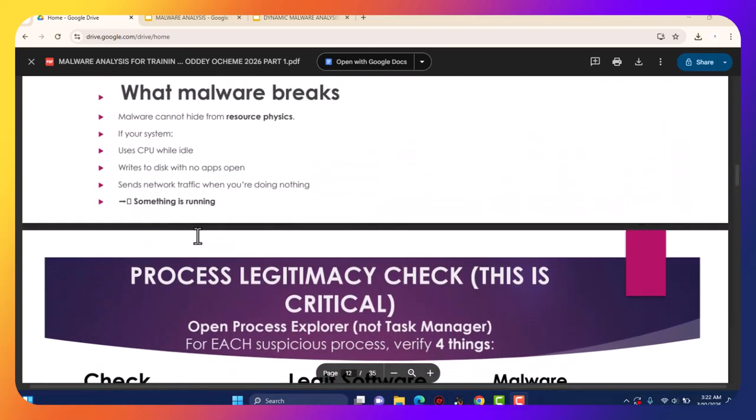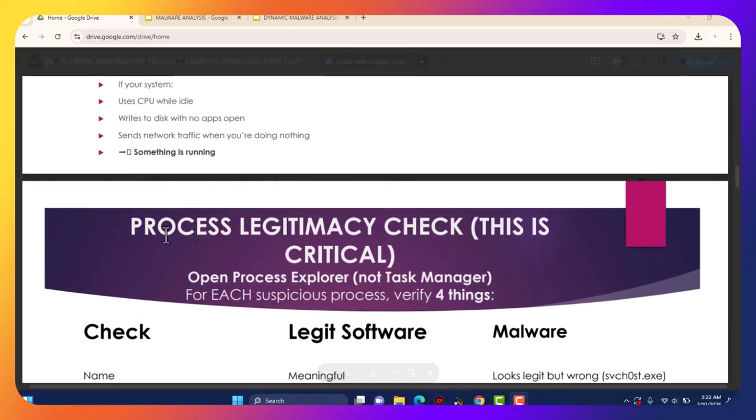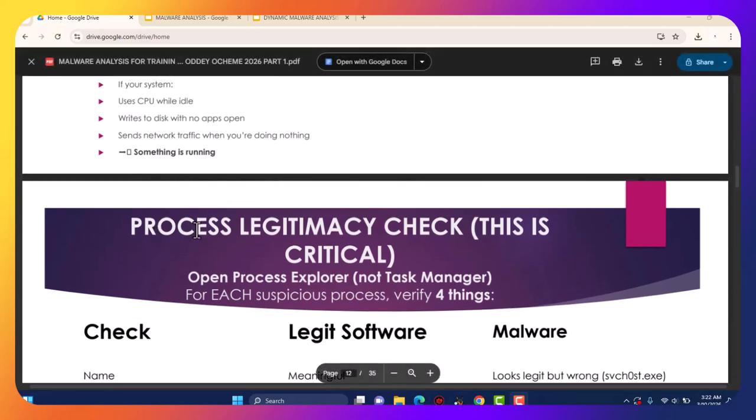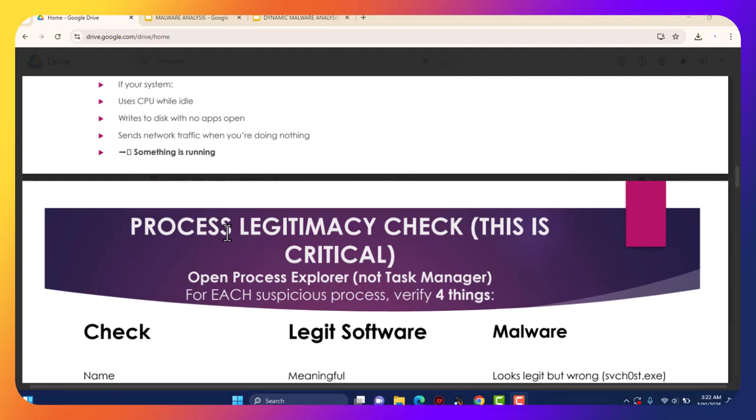So look at the practical. When we come to dynamic analysis, we look at process legitimacy and every other thing.